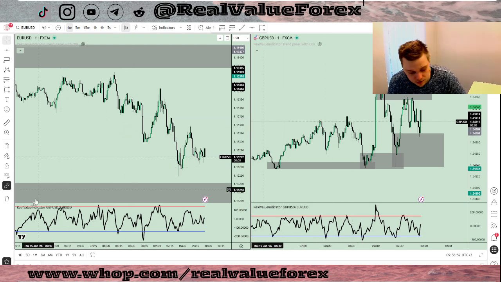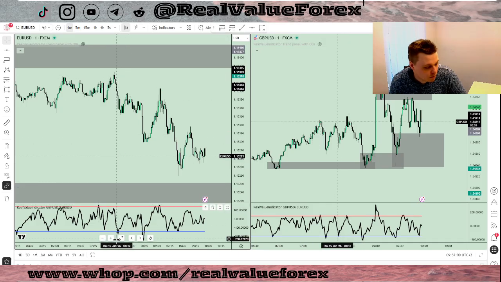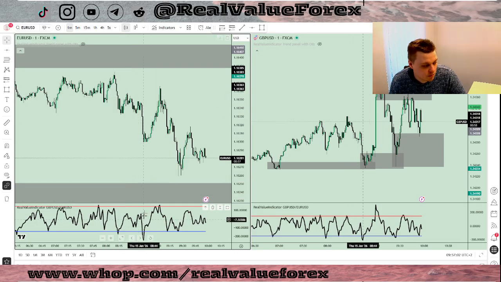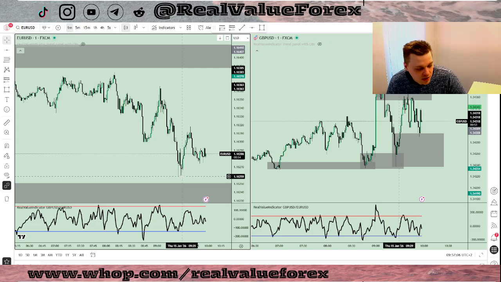If you just look at the real value indicator signals, here was a buy, what happened, price went up. Here was a sell, price went down. Buy, price went up. Buy again, price went up. Sell, price went down. So basically the real value indicator itself, if you use it the correct way and at the correct place, is really powerful by itself.